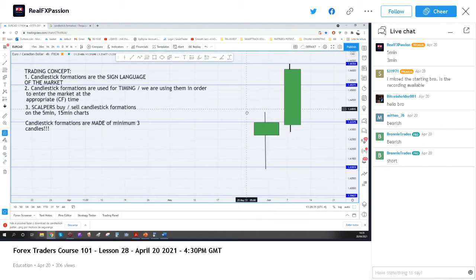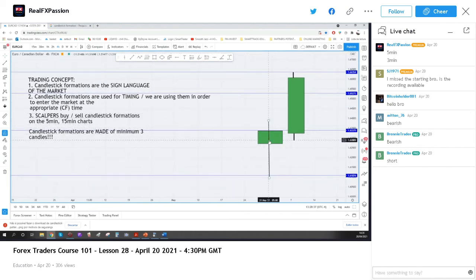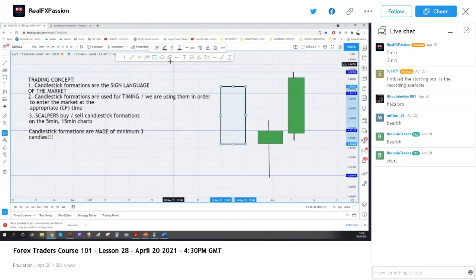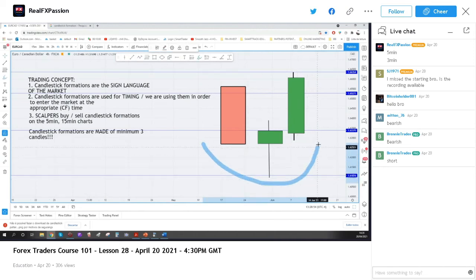So this in here, right? 1, 2, we are missing one more, right? So this would be the example. We would have here a bearish candle, right? And this would represent 1, 2, 3. This would represent a reversal. This would represent an entry. And we're talking about timing. 1, 2, 3.